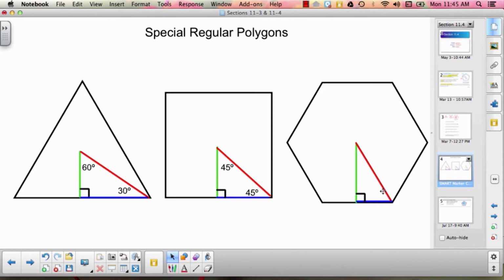Finally, we have the hexagon. The central angle of a hexagon is 360 divided by 6, or 60, and the angle made by the radius and the apothem is half of that, or 30 degrees.